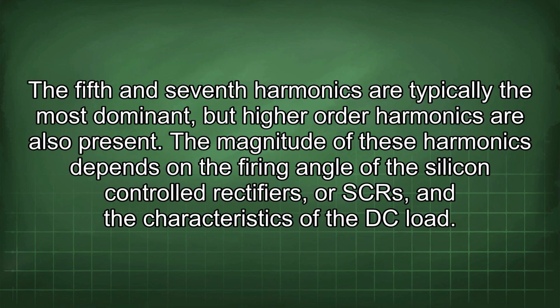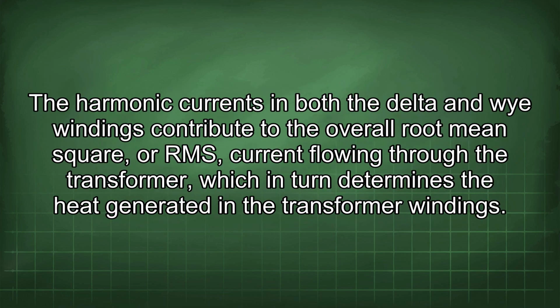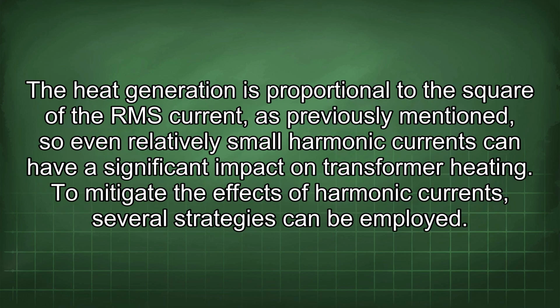The fifth and seventh harmonics are typically the most dominant, but higher order harmonics are also present. The magnitude of these harmonics depends on the firing angle of the silicon-controlled rectifiers, or SCRs, and the characteristics of the DC load. The harmonic currents in both the delta and Y windings contribute to the overall root mean square, or RMS, current flowing through the transformer, which in turn determines the heat generated in the transformer windings. The heat generation is proportional to the square of the RMS current, as previously mentioned, so even relatively small harmonic currents can have a significant impact on transformer heating.